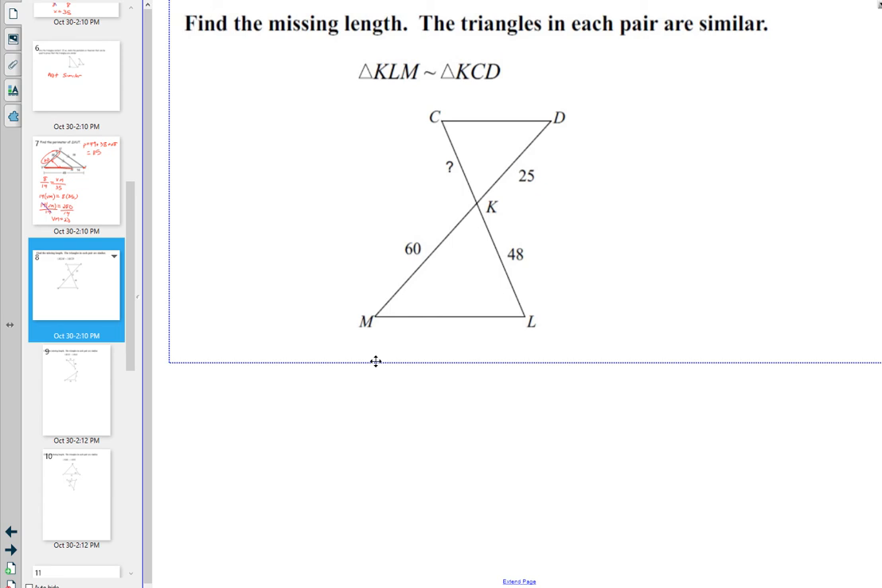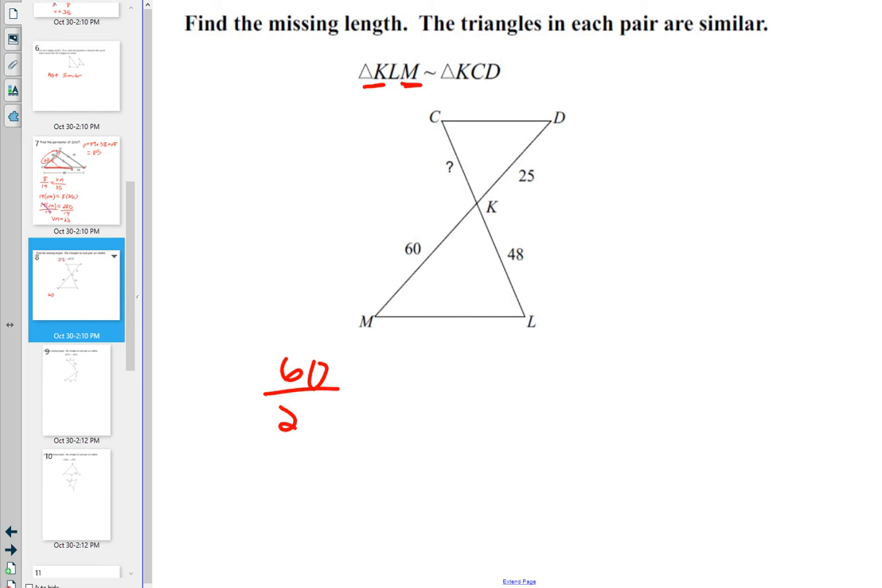The way that you would figure out what corresponds is from the similarity statement. Okay, so we look at the 60. The 60 is MK. So this is K and M, first and last. What does K and M correspond to? K and D, which is 25. So 60 over 25 is equal to, now I know the 48 is part of the same triangle with the 60. So that has to go on top. And that should correspond to the question mark.